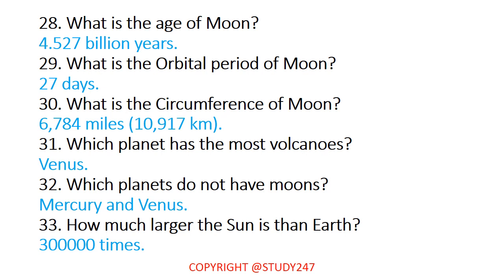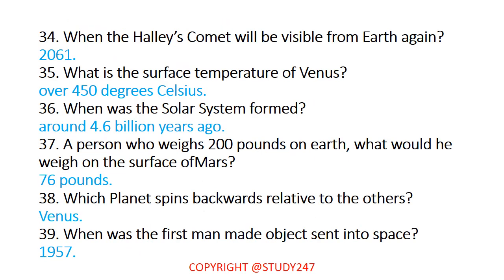Which planet has the most volcano? That is Venus. Which planet do not have moons? Mercury and Venus. How much larger the Sun is than Earth? That is 3 lakh times. When the Halley's comet will be visible from Earth again? That is in the year 2061. What is the surface temperature of Venus? About 450 degrees Celsius. When was the solar system formed? Around 4.6 billion years ago.